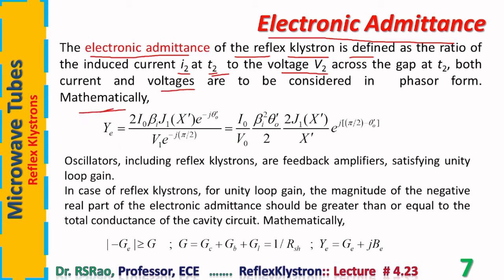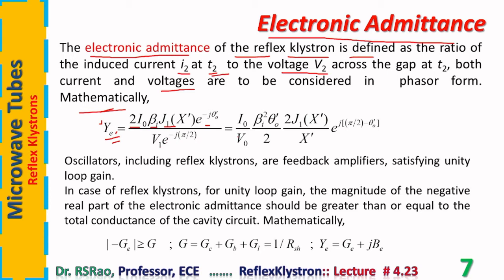Mathematically, the symbol for this quantity is YE. E stands for electronic. Y stands for admittance. It can be shown equal to 2 I naught beta i J1 x prime e power minus j theta naught prime by V1 e power minus j pi by 2.